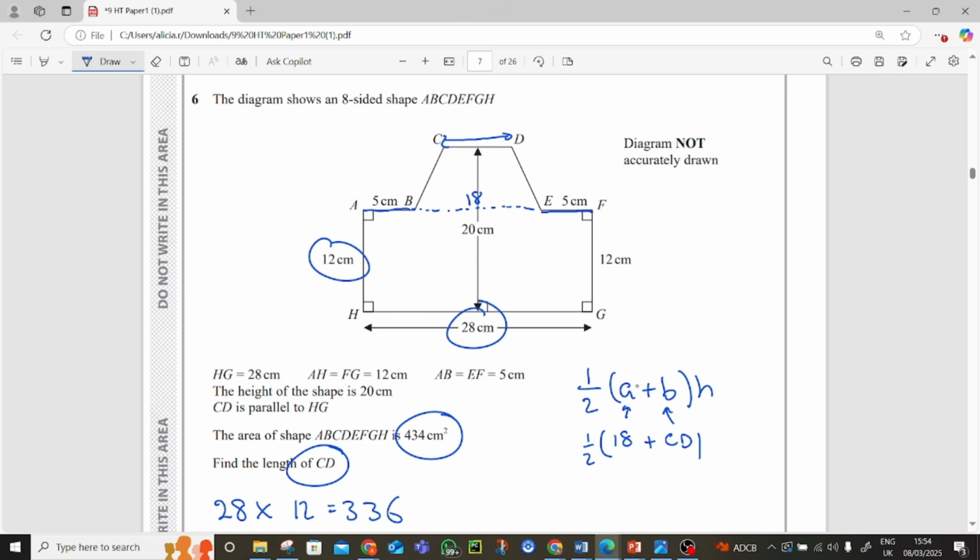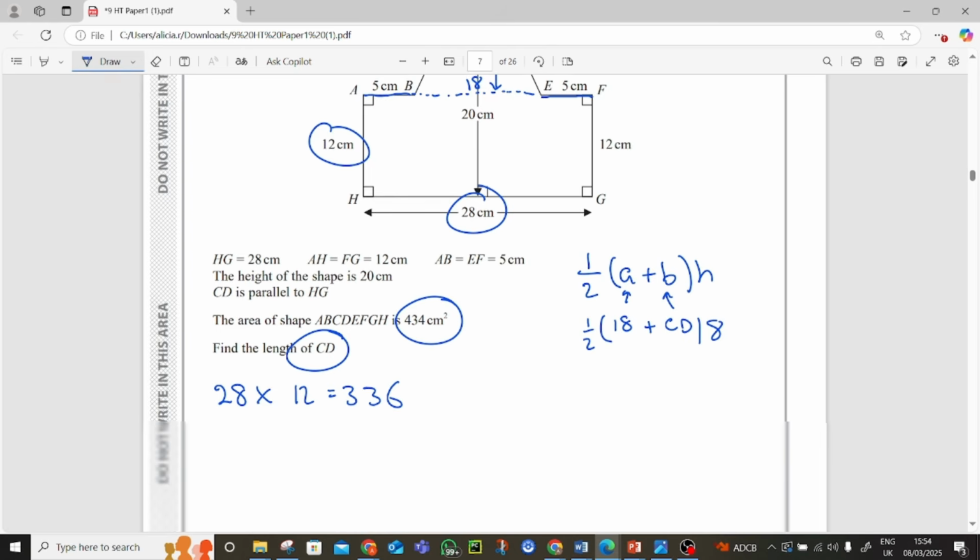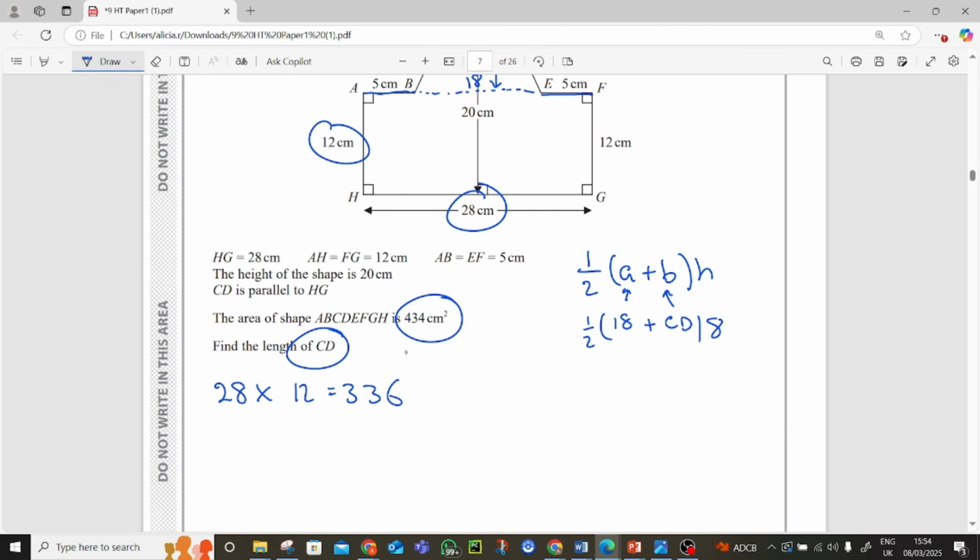And the height, I think I can also work out, because I know that the total height is 20, top to bottom, and then the height of the rectangle is 12. So if I do 20 minus 12, I get 8. So therefore the height of this bit here is 8, multiplied by 8. So that is the formula for the area of that trapezium. And I know when I add that to the area of the rectangle, I need to get this total 434.